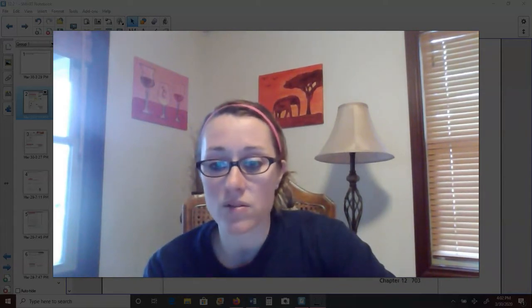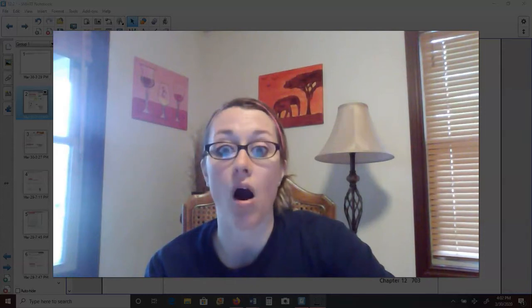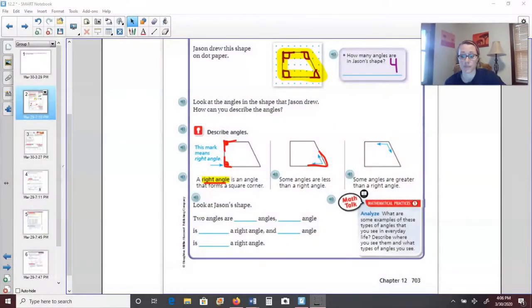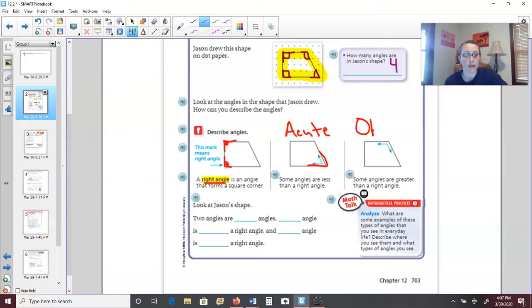So we have right angles, acute angles, and obtuse angles. Our book does not use the terms obtuse and acute, but I wanted to teach you guys those words because now you can say you're smarter than our math book. So this angle here that's less than 90 degrees is an acute angle. And the one opening up greater is obtuse. So this is just a little extra learning for you, boys and girls.